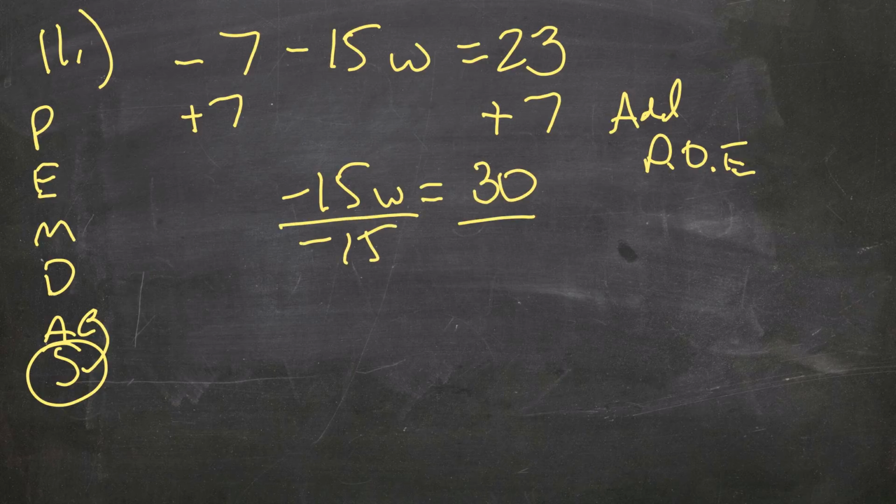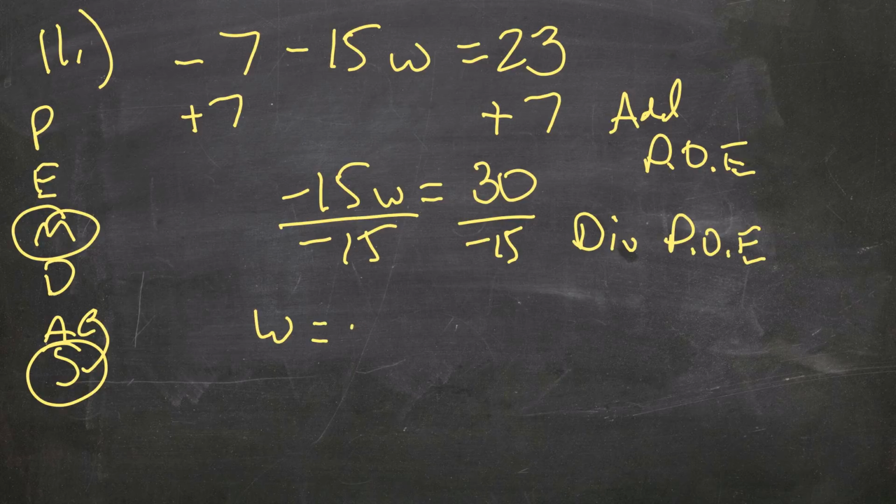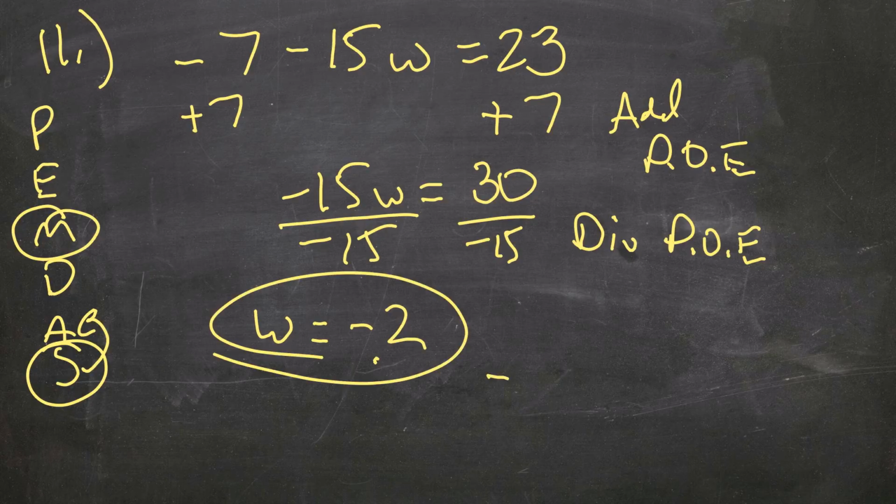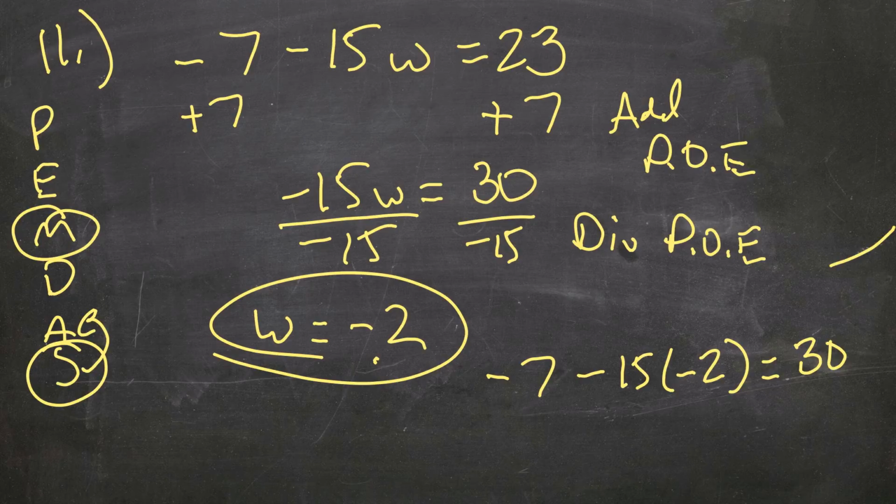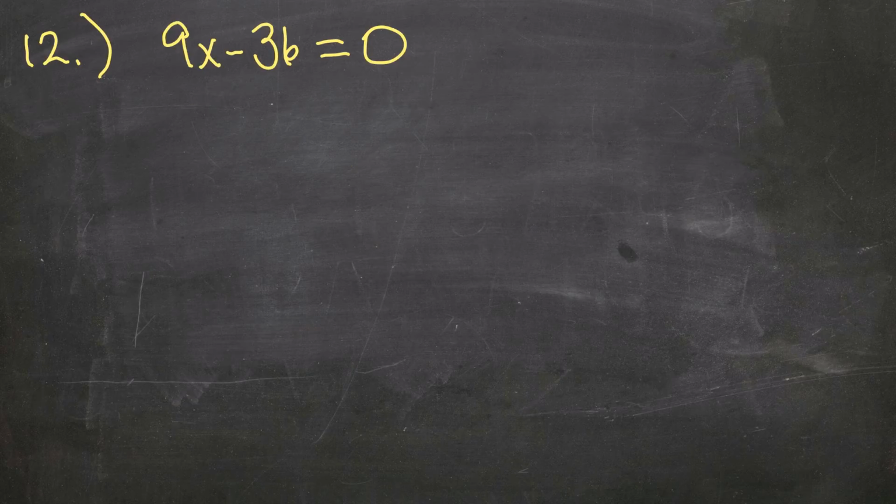Divide both sides by negative 15, because that's our division property of equality, and it's because I had multiplication. That was the next thing that showed up. I end up with w equals negative 2. Don't forget that negative sign. Positive over a negative is a negative. Now we just check our work, because that's our answer. Negative 7 minus 15 times negative 2. Does that equal 23? And it does work. Alright? And that's it for 11.